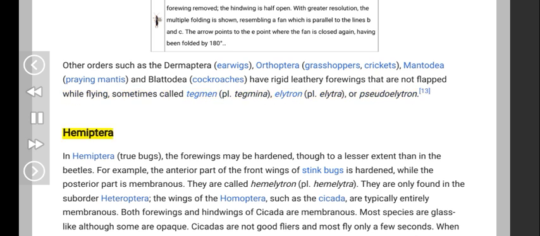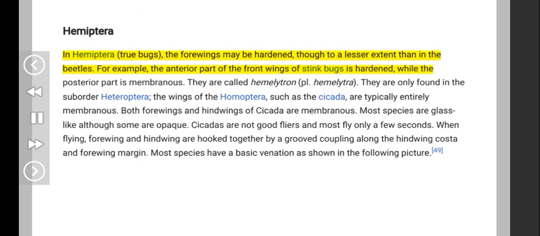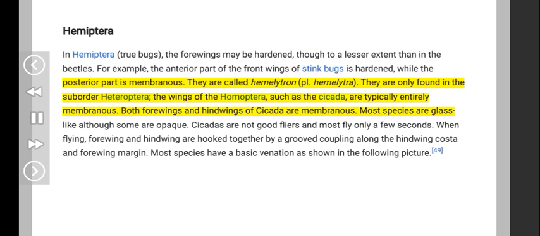13. Hemiptera. In Hemiptera, true bugs, the forewings may be hardened, though to a lesser extent than in the beetles. For example, the anterior part of the front wings of stink bugs is hardened, while the posterior part is membranous. They are called hemelytron, plural hemelytra. They are only found in the suborder Heteroptera.